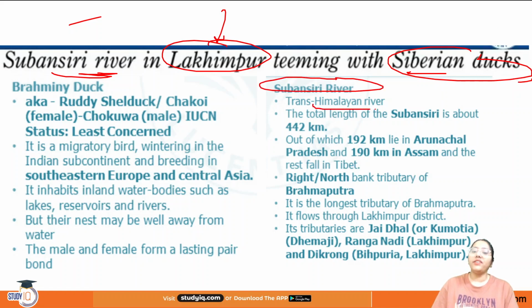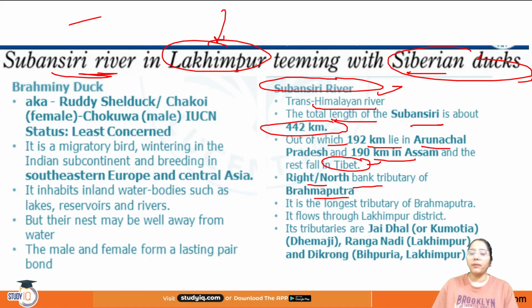Subansiri River is actually a trans-Himalayan river. You must have read in the geography. The total length of the Subansiri is about 442 km. Out of this, 192 km is in the Arunachal Pradesh, 190 km is in the Assam, and rest of it falls in the Tibet.